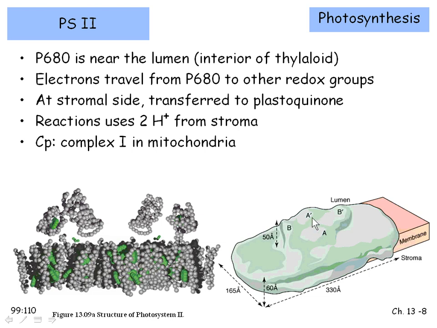Once those electrons make their way from the luminal side down here to the stromal side, those electrons will be transferred to plastoquinone. Should sound familiar. We saw ubiquinone in the mitochondrion. Plastoquinone is a related compound that's present in the chloroplast. Those electron transfer reactions are going to use up protons that it gets from the stroma, which would have been the matrix. So what this is going to do overall is move electrons through several redox states, and in the process move protons from the stroma or the matrix into the lumen, which is similar to the intermembrane space. So we're starting to build up a proton gradient. Questions about that?